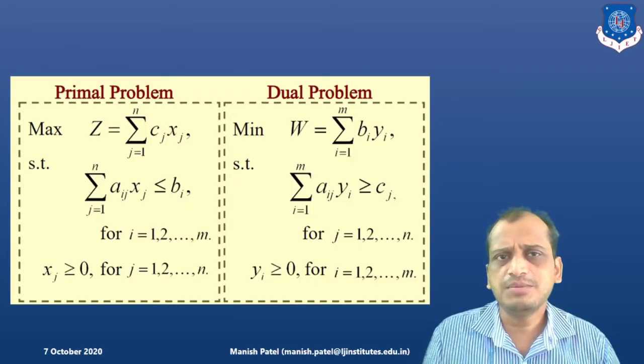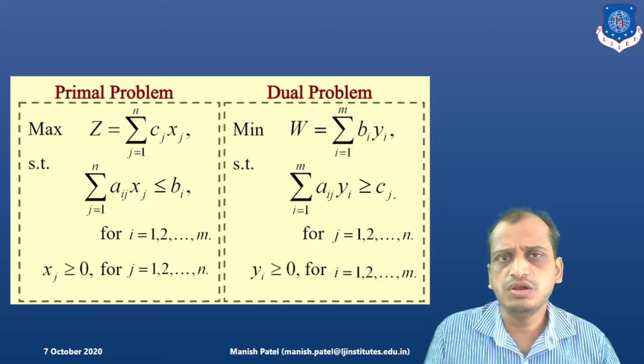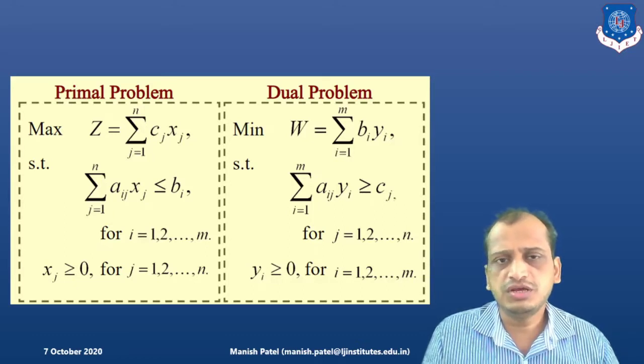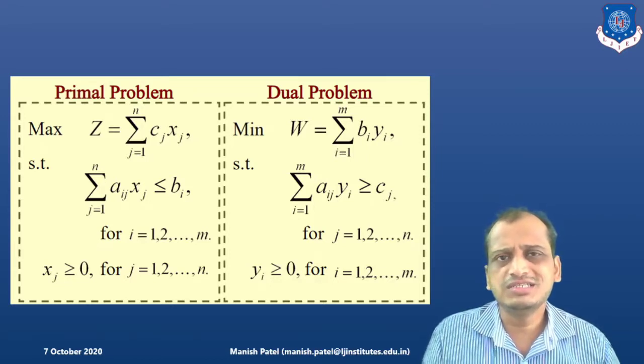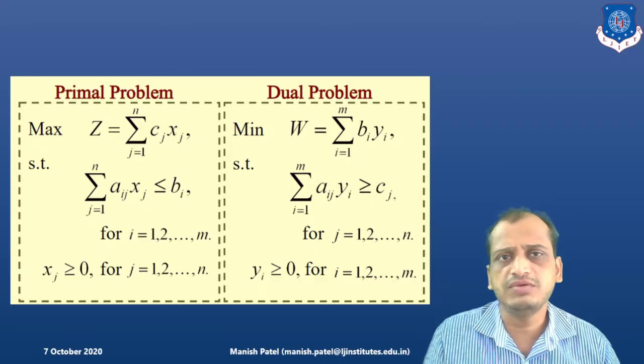So here is an example formulation of primal to dual. The left hand side is the primal problem, where we maximize z, the objective function, max z equals sigma cj xj, subject to the constraints sigma aij xj less than or equal to bi. This is the constraint. And the non-negativity constraint is also there: xj greater than or equal to 0.